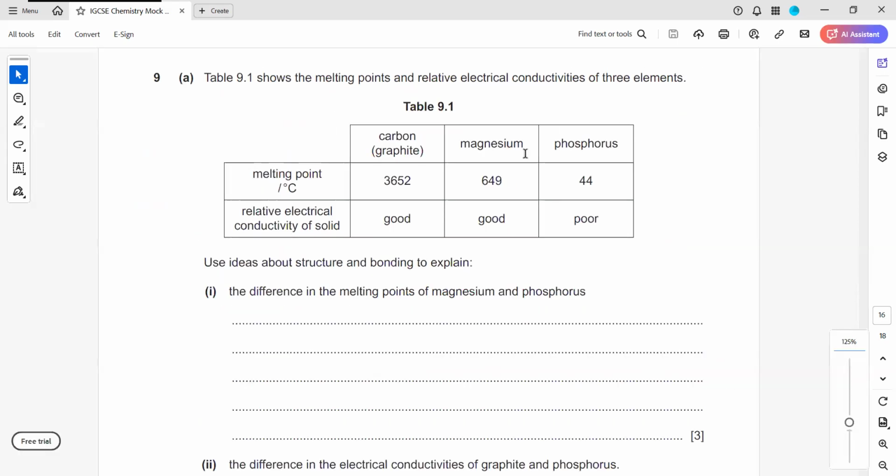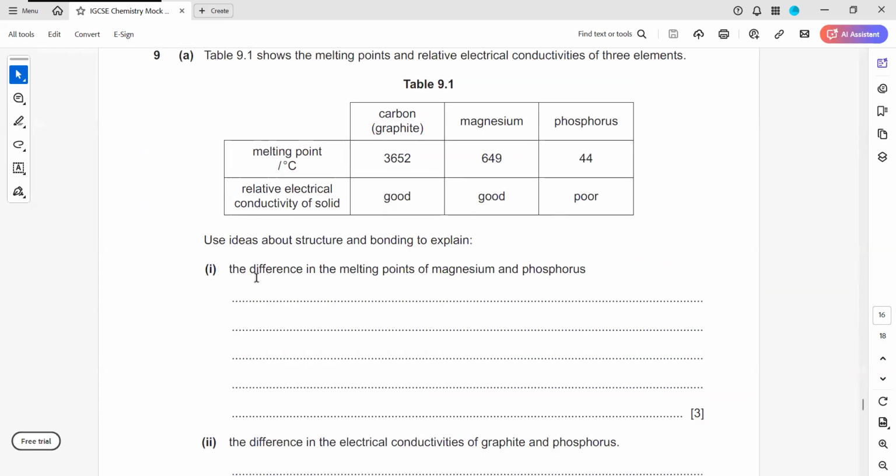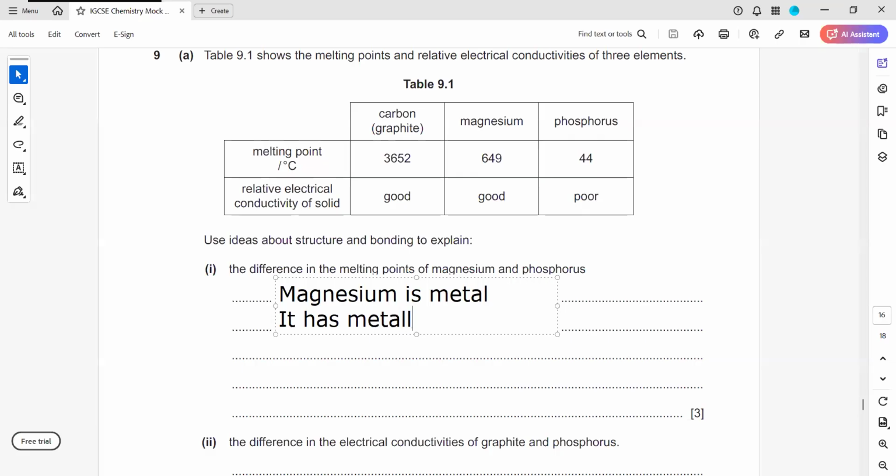Table 9.1 shows the melting temperature and the relative electrical conductivities. Use ideas about structure and bonding to explain the difference in the melting points of magnesium and phosphorus. Magnesium is a metal, phosphorus is a non-metal. Magnesium has a metallic bond, not an ionic bond. Metallic bond between the lattice of positive ions.